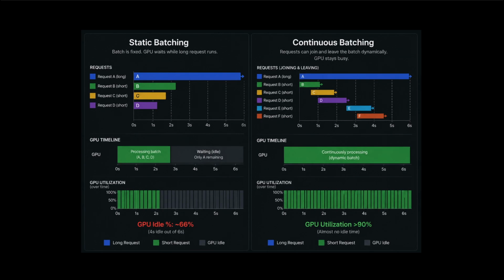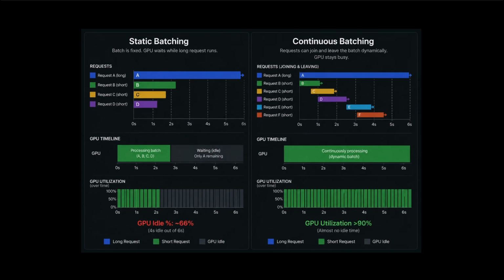Here's a problem that's kind of subtle but has a massive impact. In static batching, which is the naive approach, you bundle a fixed set of requests together and process them as a batch. The problem is that different requests generate different numbers of tokens. Some finish early and some finish a little late. The GPU just sits there waiting for the slowest one in the batch to finish before it can start anything new.